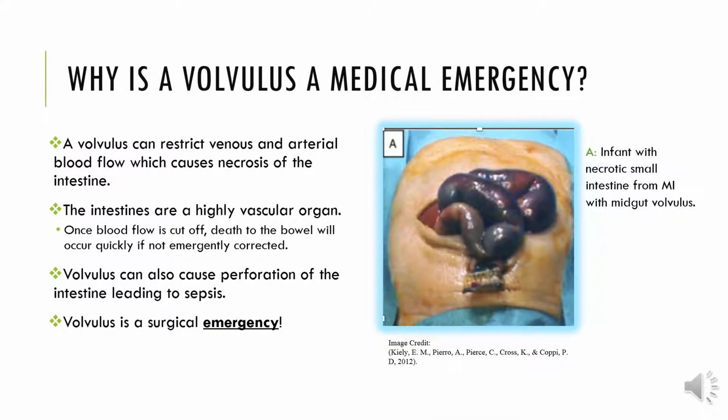So why is a volvulus a medical emergency? A volvulus can restrict venous and arterial blood flow, which causes necrosis to the intestine. The intestines are highly vascular. Once blood is cut off, death to the bowel will quickly occur if not emergently corrected. Volvulus can also cause perforation of the bowel, leading to sepsis. A volvulus is a surgical emergency. If anything, please remember that.